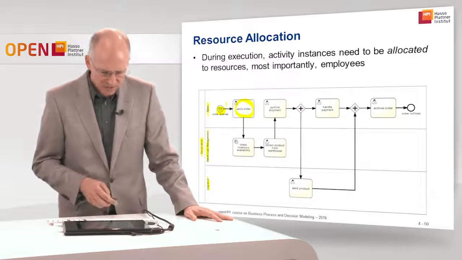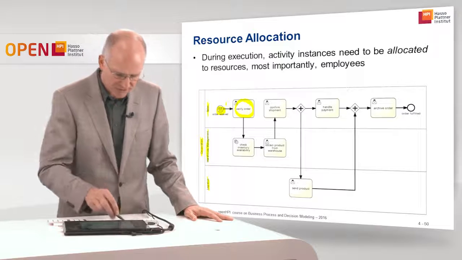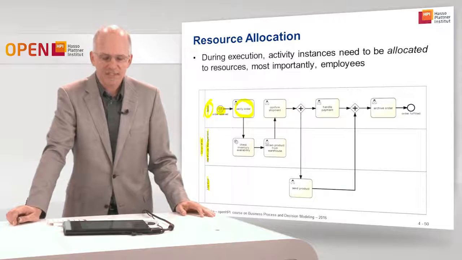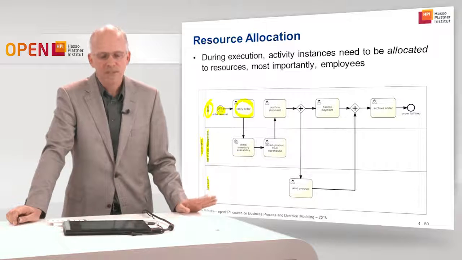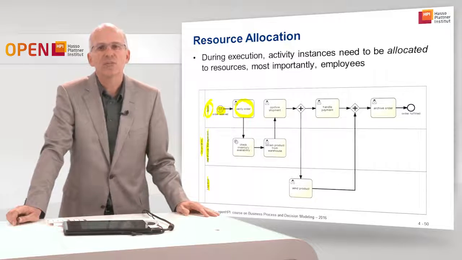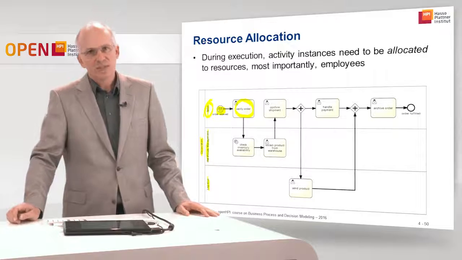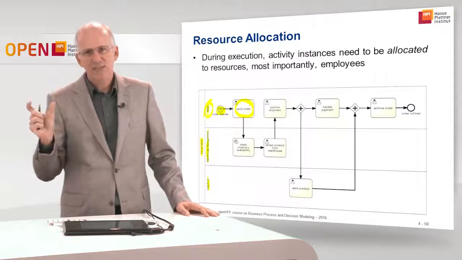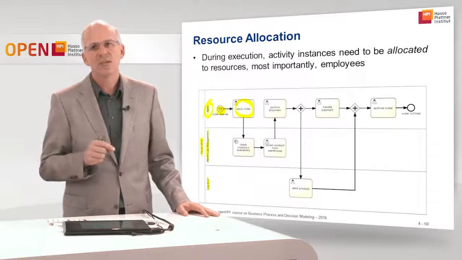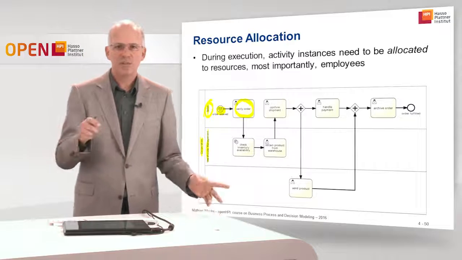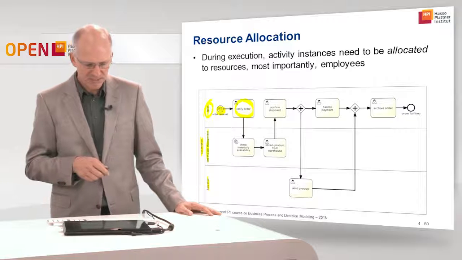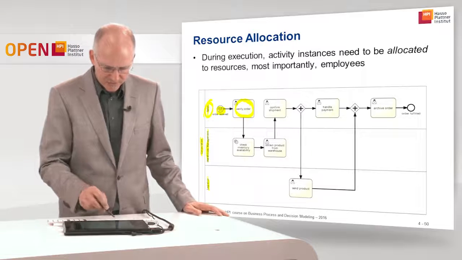Now the question is, we just have the information that it's called sales. In the model, we just have the label of the lane, which is called sales. So the question is, who of the sales people should do that? And that's exactly the role of resource allocation. For one particular process instance and one particular activity instance, who can do that? Who should do that? It's not that the system should select people, but the system should support the selection of people, as we will discuss in a minute.